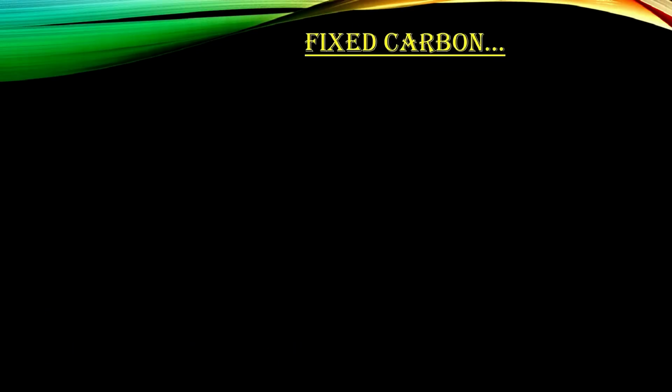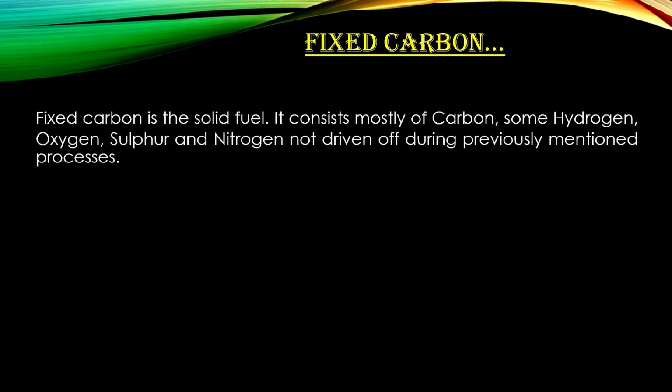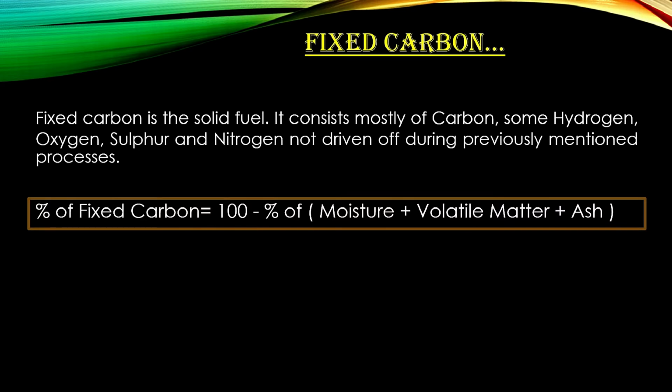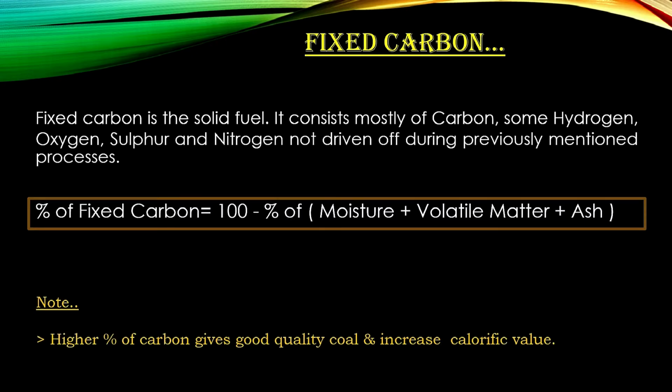Fixed carbon is the solid fuel. It consists mostly of carbon and also some hydrogen, oxygen, sulfur and nitrogen not driven off during the previously mentioned processes. Now it is easy to calculate the amount of fixed carbon in the sample. First add the percentage of moisture, percentage of volatile matter and percentage of ash, then subtract it from 100. Higher percentage of carbon gives good quality coal and increased calorific value.